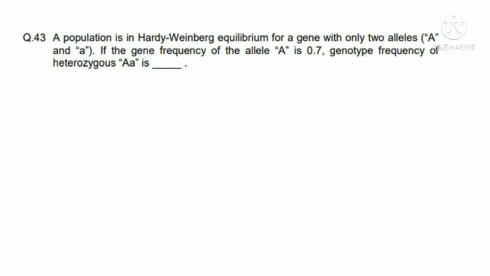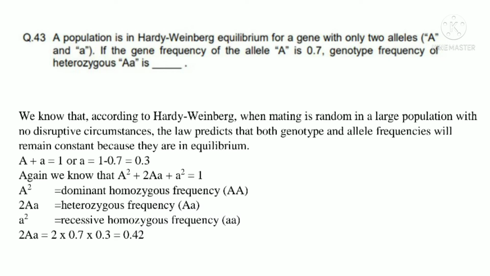In this problem, a population is in Hardy-Weinberg equilibrium for a gene. There are two alleles, that is capital A and small a. The gene frequency of capital A is 0.7. You have to calculate the genotype frequency of heterozygous. We know that according to Hardy-Weinberg, when mating is random in a large population with no disruptive circumstances, the law predicts that both genotype and allele frequencies will remain constant because they are in equilibrium.